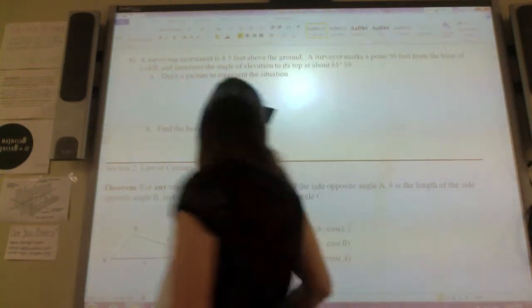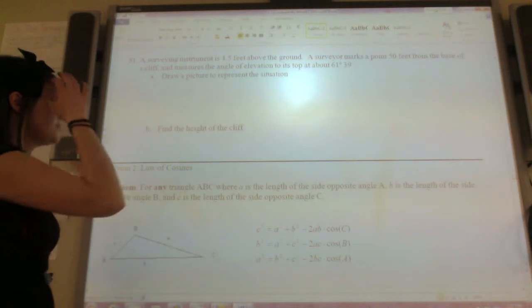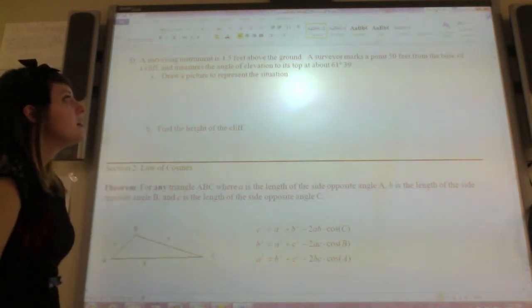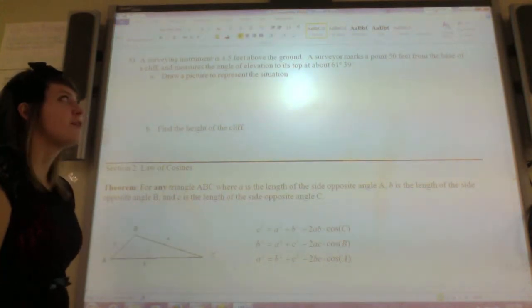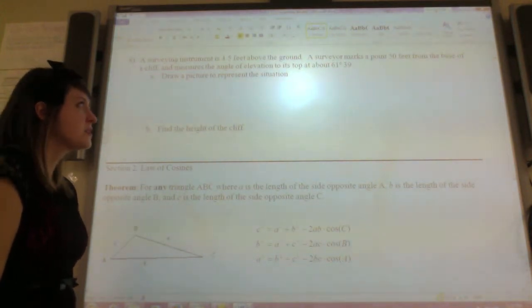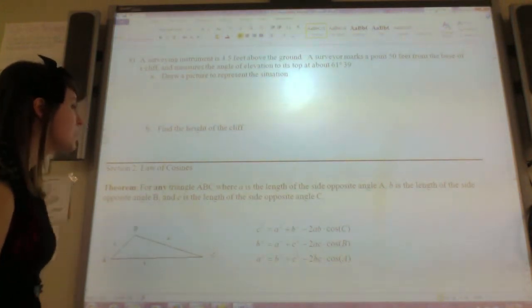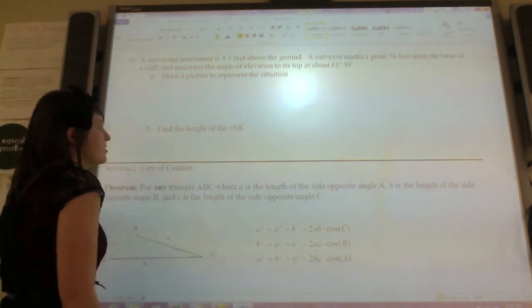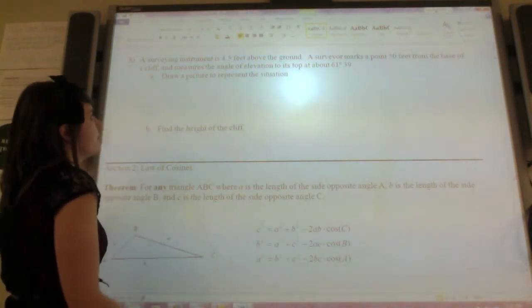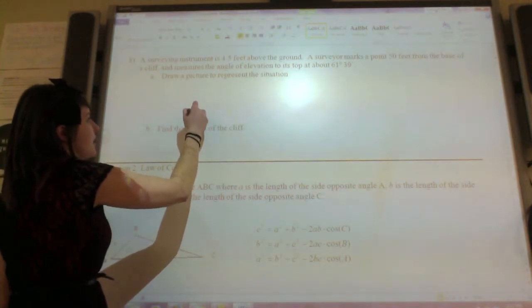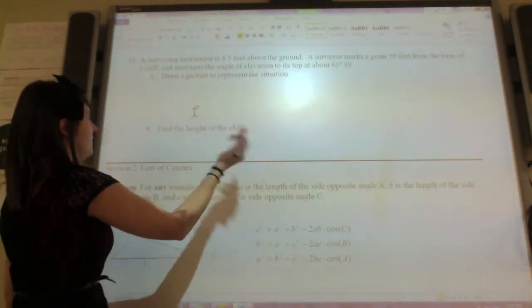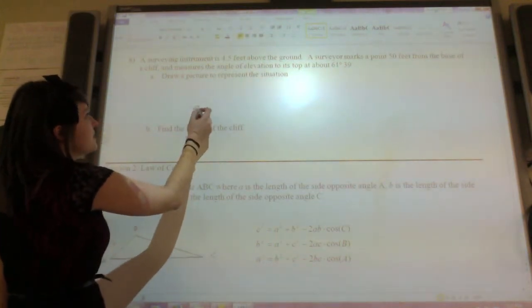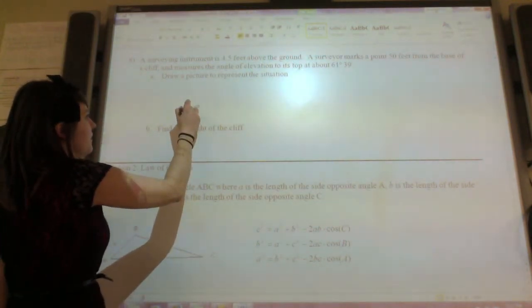Okay, our next problem, we've got a surveying instrument that is 4.5 feet above the ground. A surveyor marks a point 50 feet from the base of the cliff and measures the angle of elevation to the top at approximately 61 degrees and 39 minutes. First thing we want to do is draw a picture to represent the situation. So I've got my surveying instrument here. I'm not a very good drawer, but you know. And that is 4.5 feet above the ground.